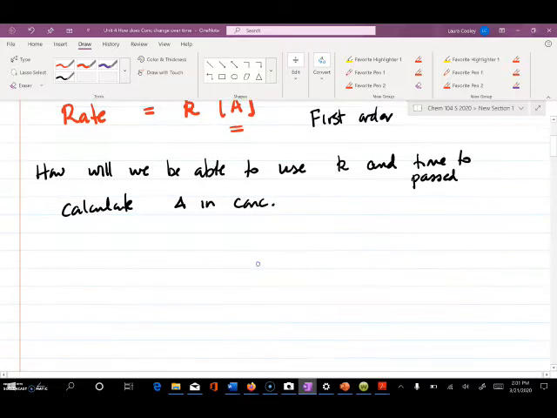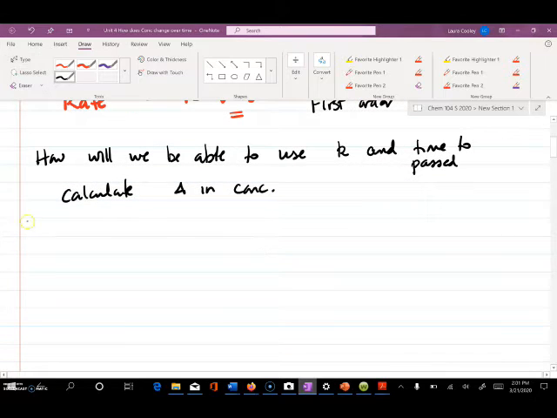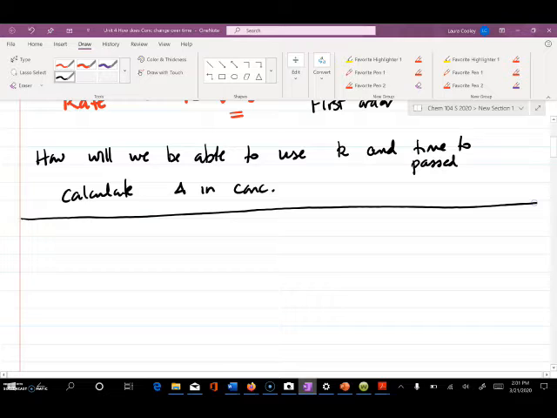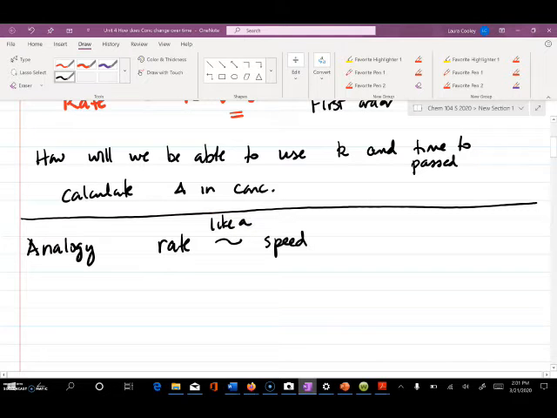So before I start talking about reaction rates, I thought I would do kind of an analogy. Okay, and the analogy that I'm going to work with is, well, first of all, a rate is like a speed, right? You could say the rate that your car is moving, or you could say the speed that your car is moving. So a reaction rate is equal to the change in concentration divided by the elapsed time. We talked about that.